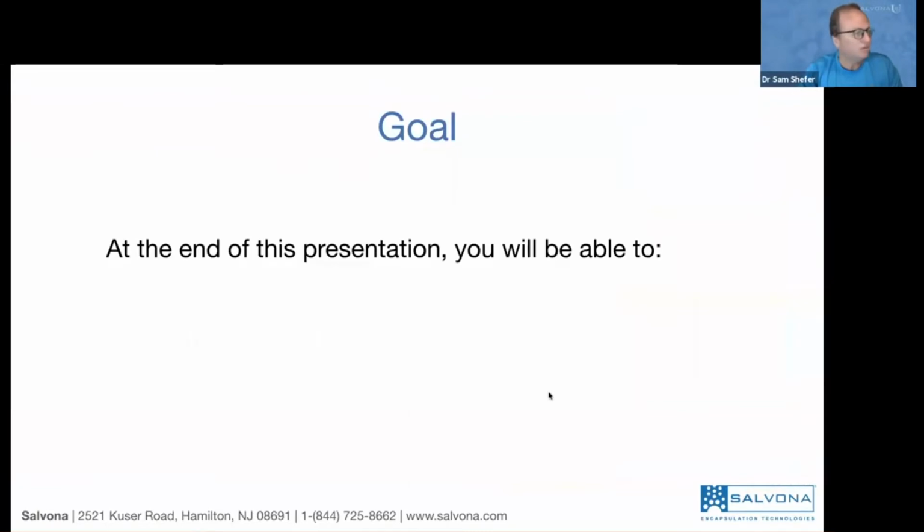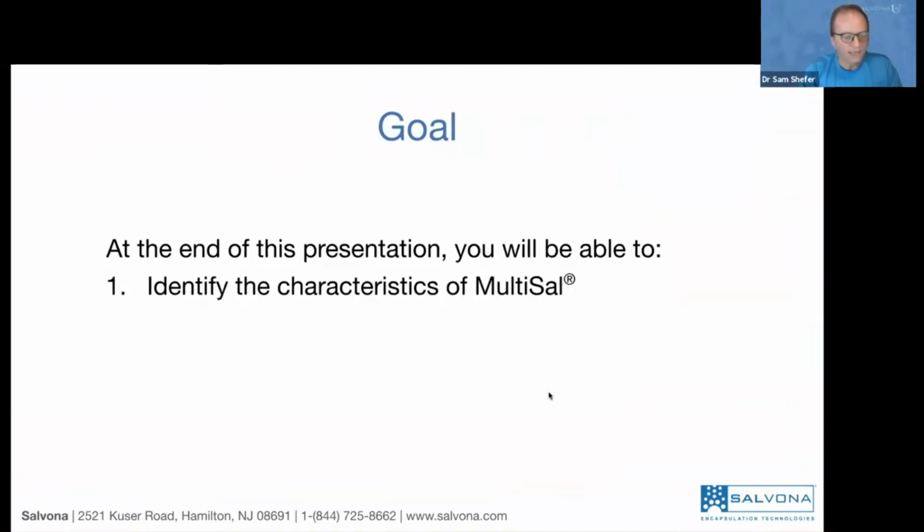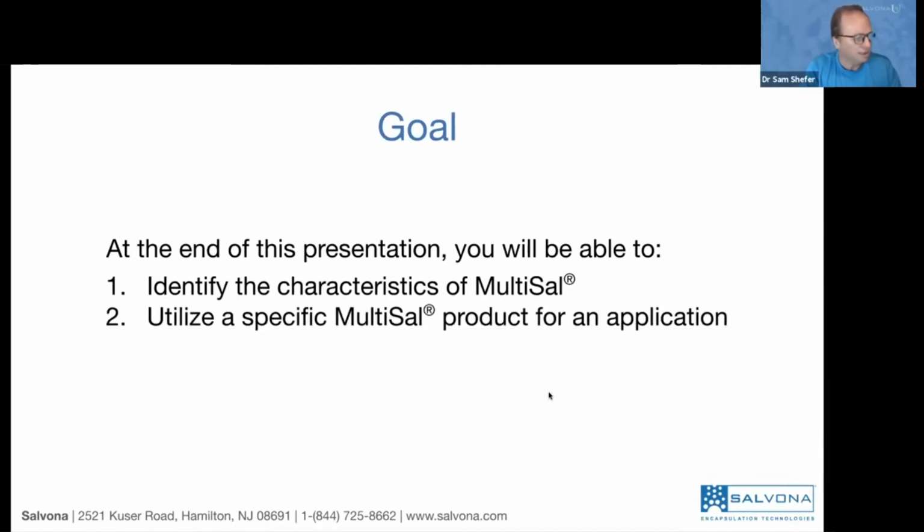So the purpose of this specific meeting is that at the end, first of all, you will be able to identify and tell to yourself and other people what the characteristics of MultiSal are. What is MultiSal? You will see it's not one creature. It's a platform of structures that have something in common. That's why they're called MultiSal, and it's a registered name. So we own the name.